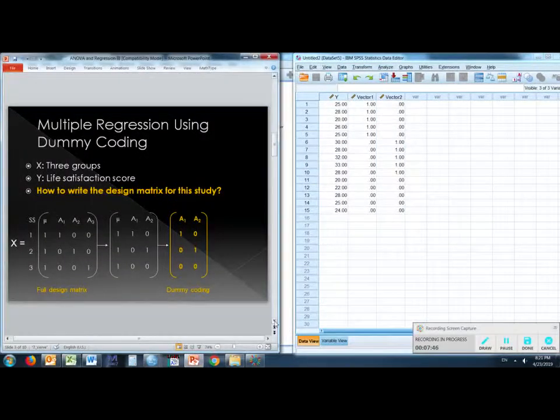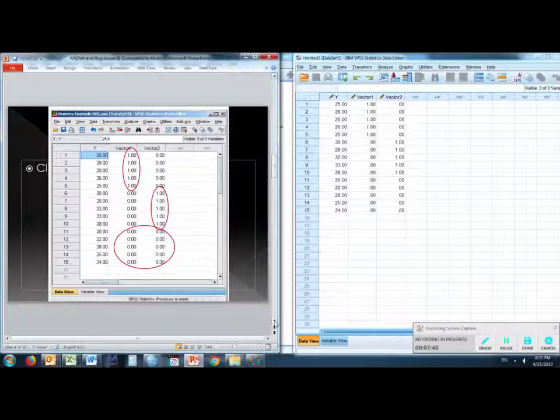This is our data. Same thing. So the first column presents life satisfaction. The second column is called vector 1. It is the first column in the dummy coding matrix. Then vector 2 is another column in the dummy coding matrix.